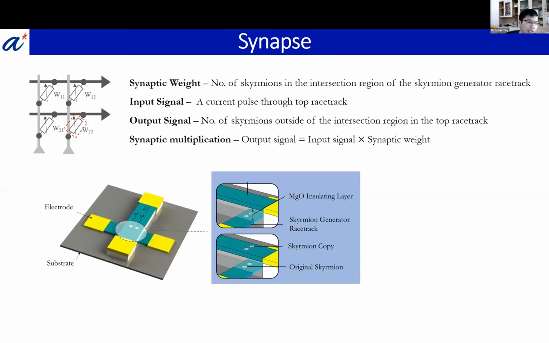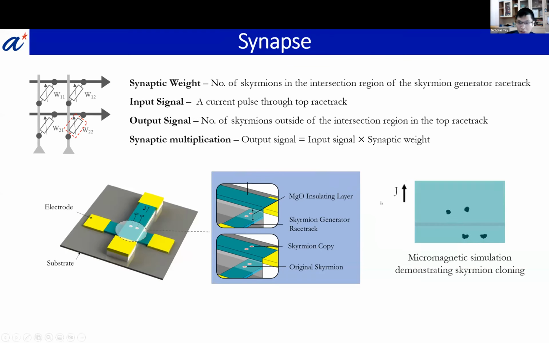If we now define the weight as the number of skyrmions in the intersection region of the skyrmion generator racetrack over here, we can set the weight by applying the corresponding number of pulses through the bottom racetrack, as this will nucleate the desired number of skyrmions in the intersection region. This architecture also allows for skyrmion cloning because the stray fields from the skyrmion in the skyrmion generator racetrack will induce skyrmion nucleation in the top racetrack, and a pulse through the top racetrack is sufficient to overcome the dipolar coupling and shift the skyrmion copies along the top racetrack.